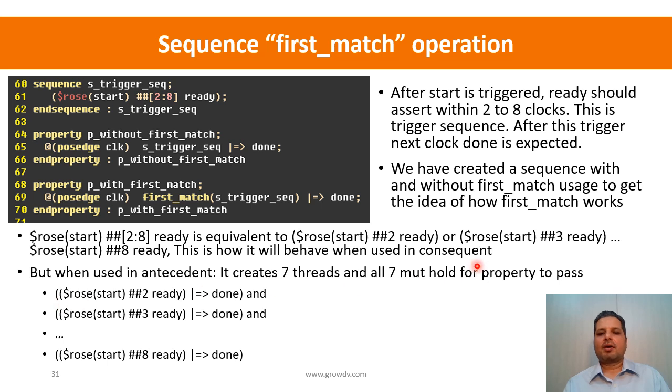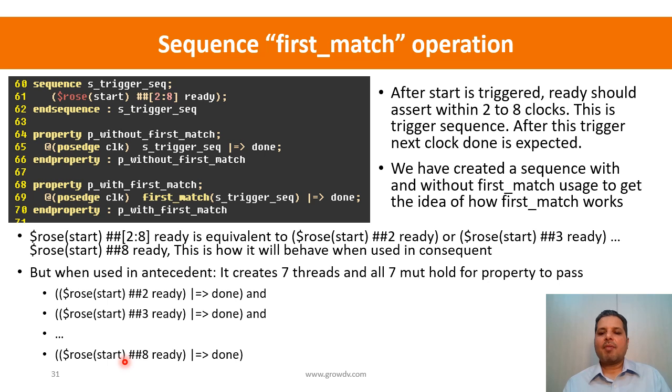So this OR part remains the same, but with this OR we now have an additional implication. If I expand it, it will become $rows start, then 2 clock delay ready, and then with the implication it will become done. And now, because of this implication operator, it will be and then with 3 ready done, and so on with 8 ready done. So now it's an AND of all these 7 threads.